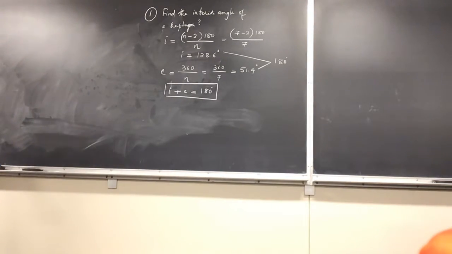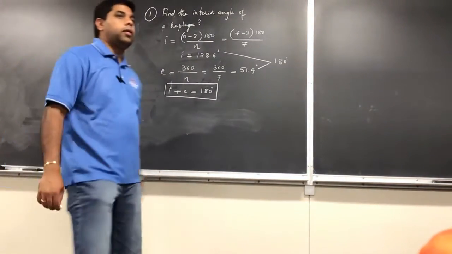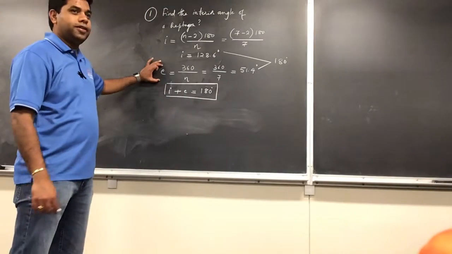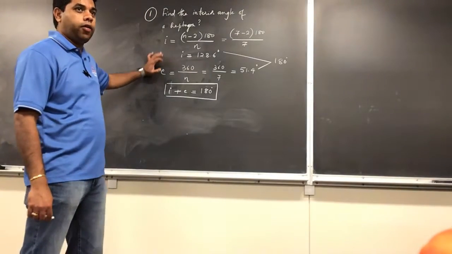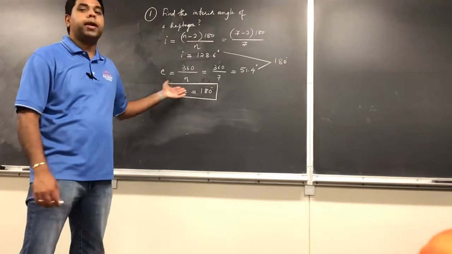If you know one, can you figure out the other one? Of course. Let's say you only know the exterior angle. Then I usually do this: if I know this, I can always find the interior, because it's 180 minus that.